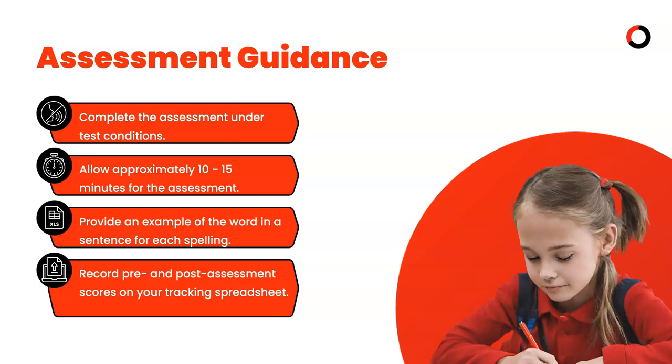And what we ask you to do is, can you complete this under test conditions if possible? Allow approximately 10 to 15 minutes for the assessment. Provide an example of the word in a sentence to provide context for each spelling. And then make sure you record your pre and post assessment scores on your tracking spreadsheet and input these into the platform. So that's the end of your implementation video.